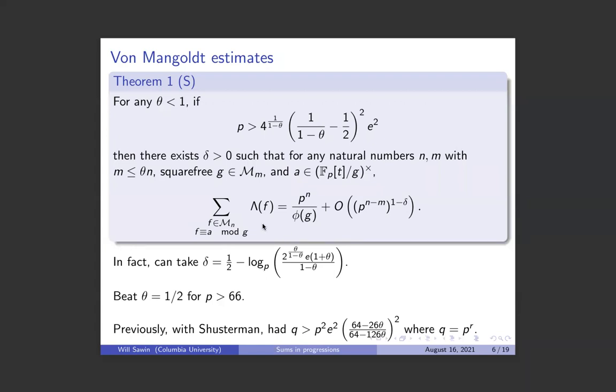It's given by this explicit formula, 1/2 minus log P of some weird looking function of theta. And so what that means is that if theta takes any fixed value, as P grows, the amount of power saving is going to converge to 1/2. So as P gets larger and larger, the level of distribution is going to 1, but it's not just asymptotic. We get power savings and it's converging to square root cancellation. That's why I put square root cancellation in the title of the talk.